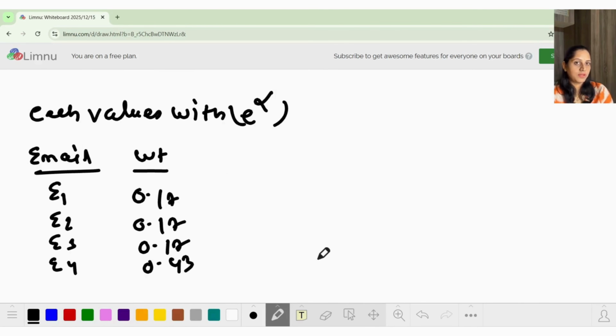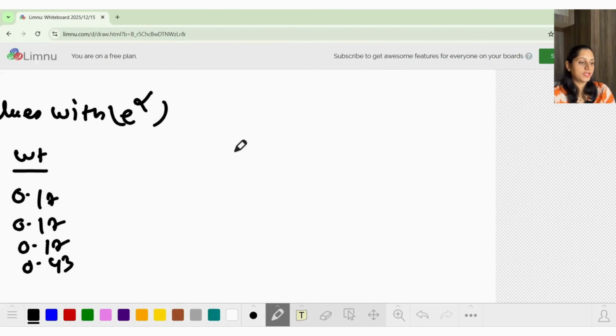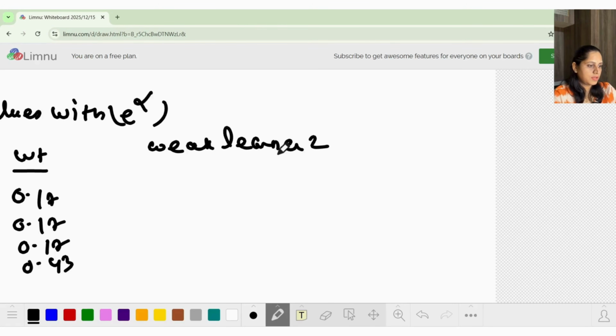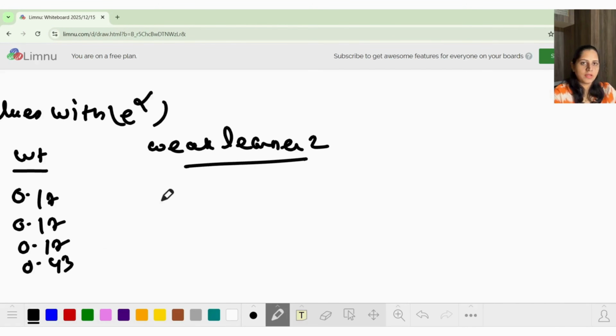Now by taking these values, we are going to calculate our weak learner 2, right? Weak learner 2. And we are going to change the rule. In the previous rule, if my email contains just the word free, then it is considered spam. Now we are going to focus our rule on E4, the email 4 only.